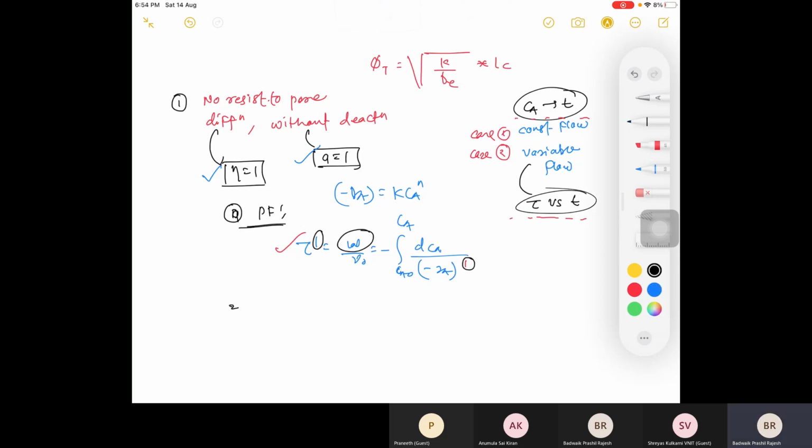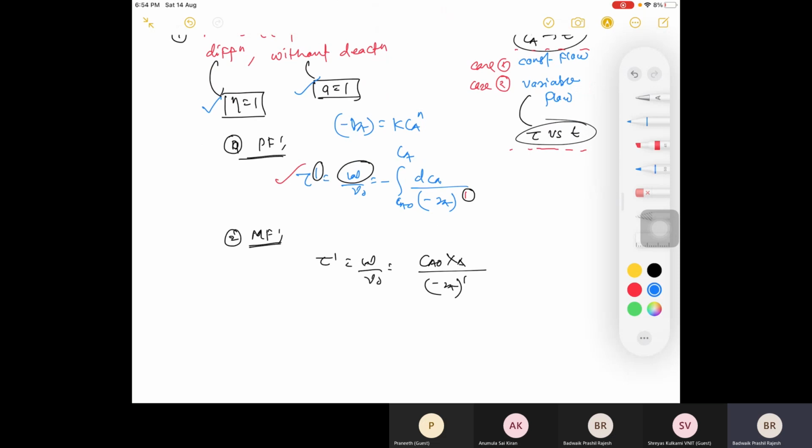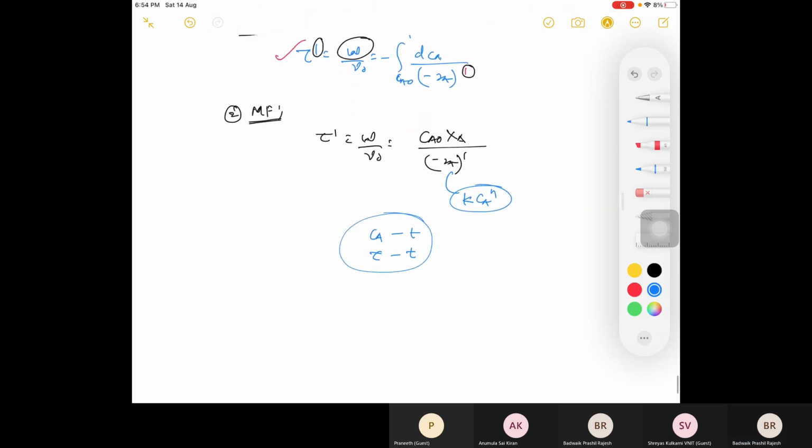Then you can write for MFR, tau, I am writing W divided by nu naught is equal to Ca naught Xa divided by minus Ra prime. Just convert this term as k into Ca to the power n, and you can have your graph between Ca versus t and tau versus t. Getting?